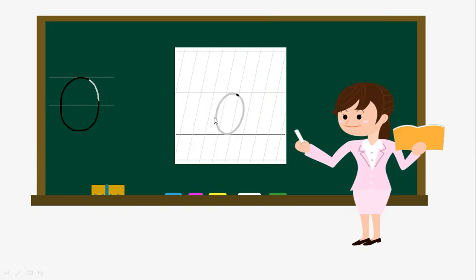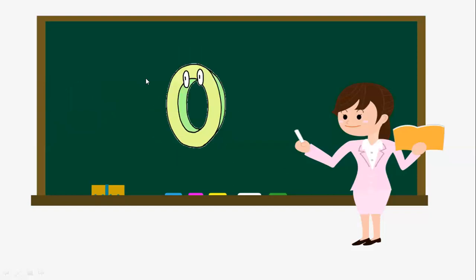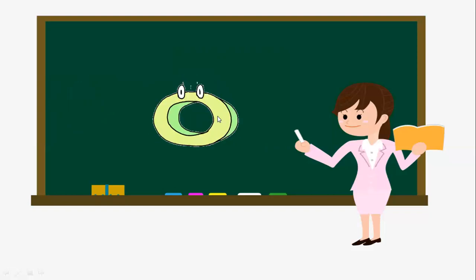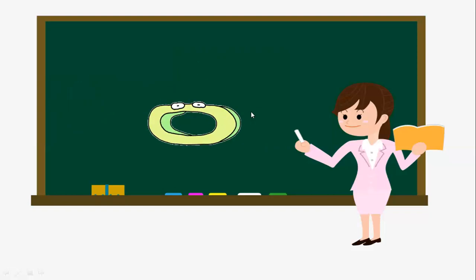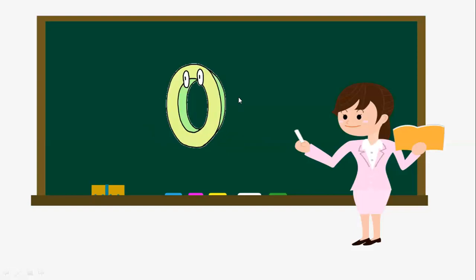Just draw a small o starting from the middle, reaching to the bottom, and then again go to the bottom. So both are the same. Just for the first, the capital one, you will use the three lines, and for the second one, you will use the two lines, the middle and the bottom. Understood? Now, this is your letter O. Say with me, O. This is your letter O. Watch it carefully.